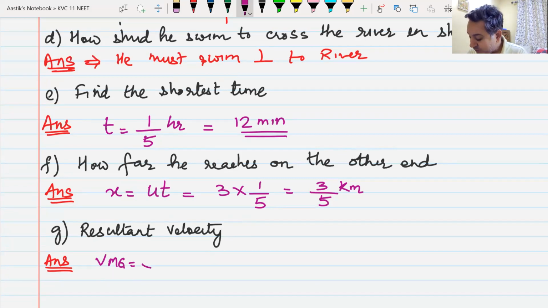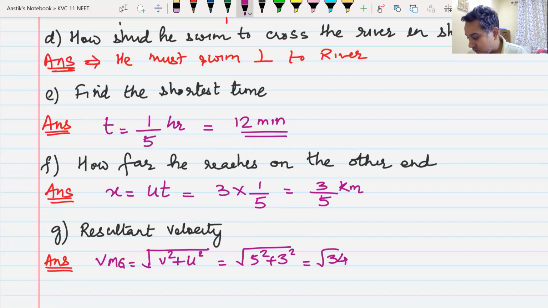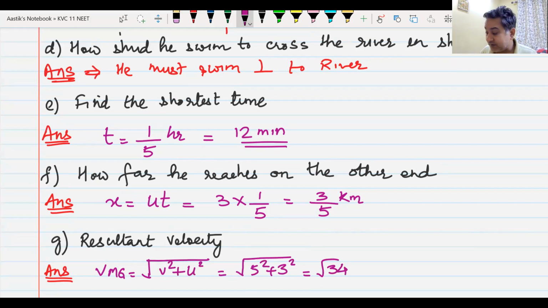That is good. That means it is equal to under root of v square plus u square. In this case, the previous case was v square minus u square. Remember that. Under root of 5 square plus 3 square. So it is under root of 34. The previous case it was 4. Now it is under root 34. It is more than what was there in the previous case.